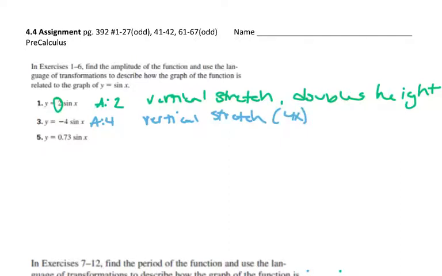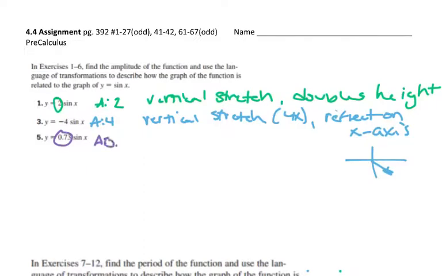And then this negative means that it's going to reflect. Whoops, started with an F. Reflect on the x-axis. So as a sine graph, that means that it's going to start by going down versus up from the origin. Alright, and then the last one is 0.73, so the amplitude or the height is 0.73, which means that it's going to be a vertical compression.